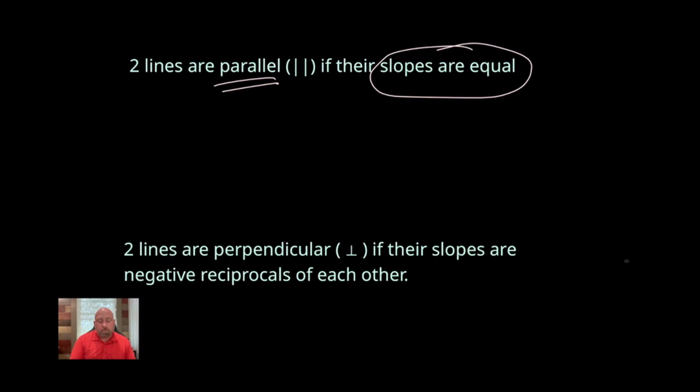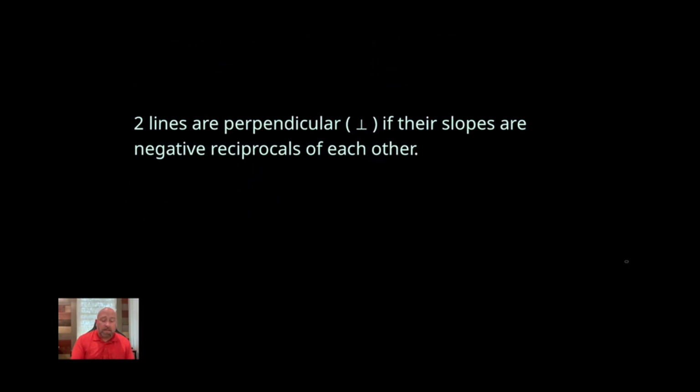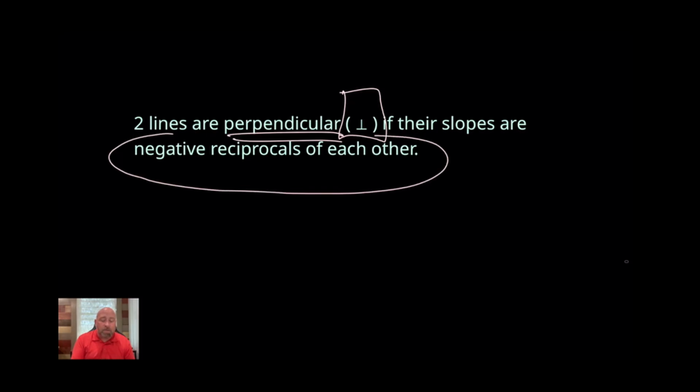Now, with two perpendicular lines, and this is the little sign for perpendicular, it's like an upside down T. So upside down T, that's the sign for perpendicular. If two lines are perpendicular, then check this out. Their slopes are negative reciprocals of each other. Ooh, what's a negative reciprocal?